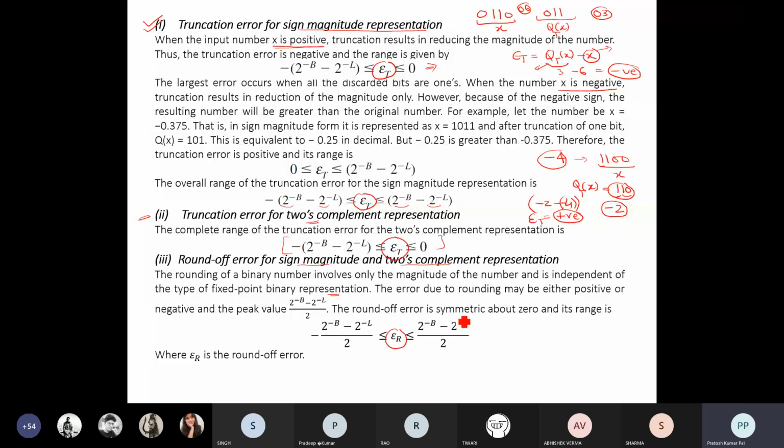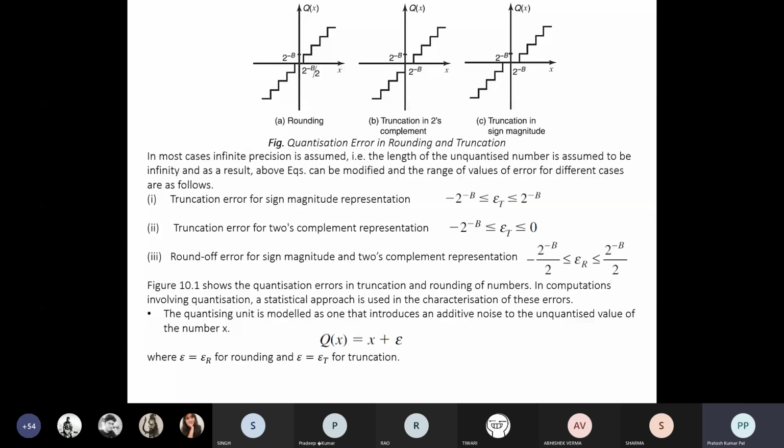So the rounding error is symmetrical about 0. Rounding error being symmetrical about 0 means it will have a similar pattern in either the positive direction or the negative direction, and its range is this one. Also, since this is symmetrical, its mean value is also considered to be at 0. Okay, so its mean value will always be represented as 0. So this is how the quantization will be taking place.